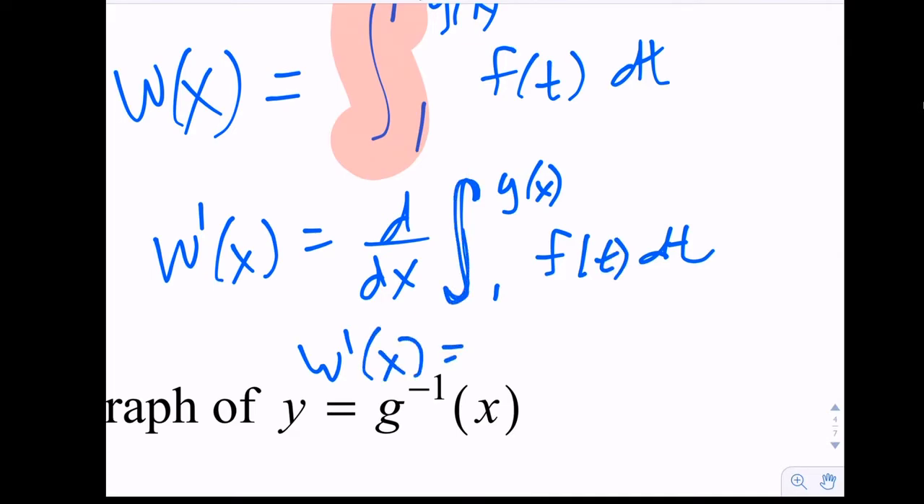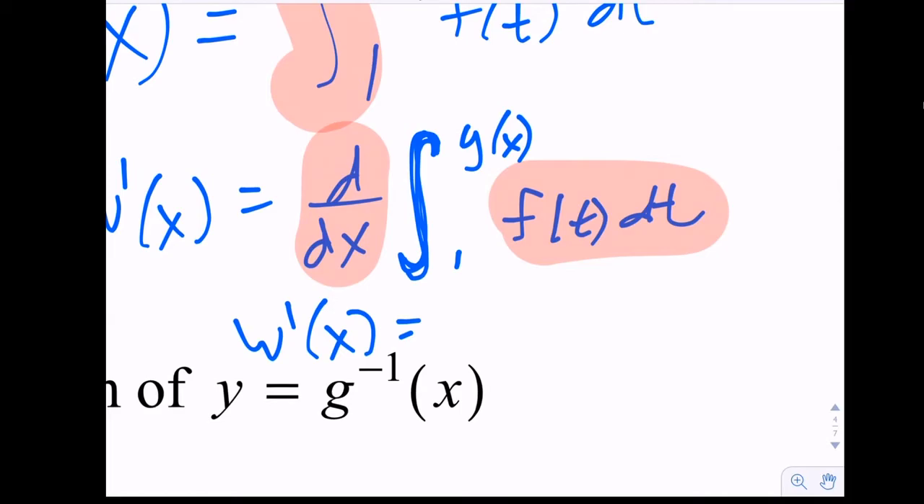It turns out that the integral is a multiplicative process. You see that? f of t times dt? It's multiplication. The derivative is what process? Division, right? dy dx, dy divided by dx is division. Integration is going to be multiplication. The derivative is division. How are multiplication and division related? They're inverses of each other.